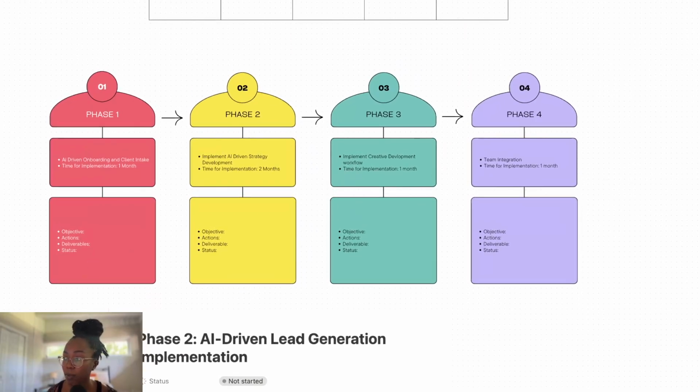So the next phase would be phase 2, where we are implementing AI-driven strategy development. And then phase 3 is where we're implementing creative development. And then phase 4 would be team integration.